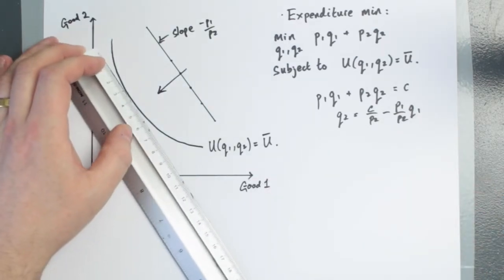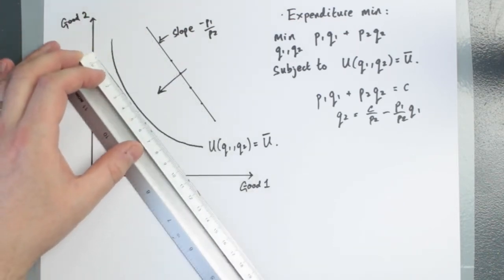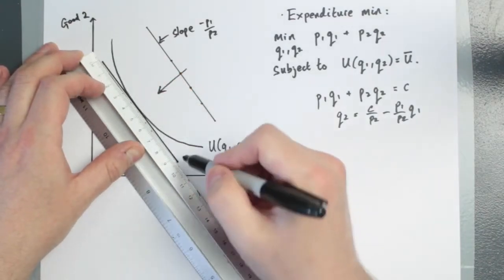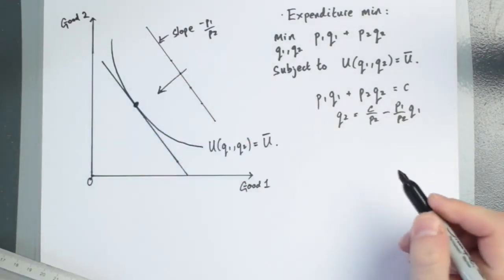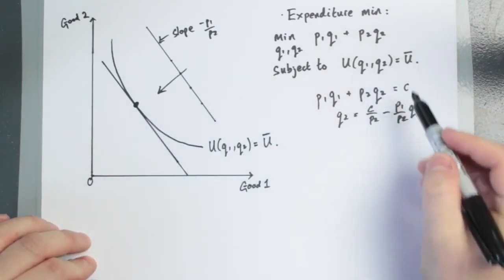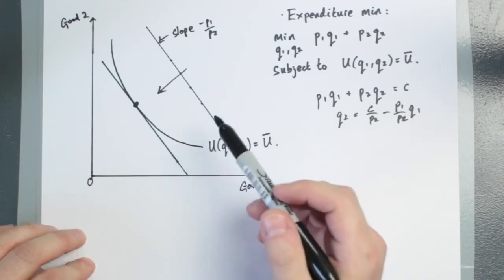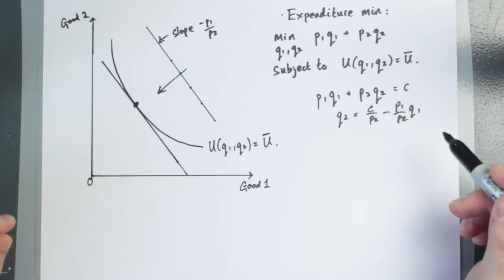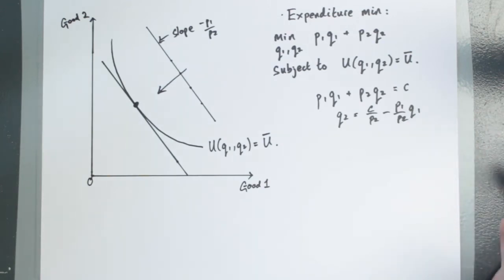So I'll jump right to it. We should be fairly used to tangency conditions by this stage. So the solution to this problem occurs at a tangency that looks like this. So it would be a particular point here where the marginal rate of transformation, the slope of these expenditure lines, is precisely equal to the slope of the indifference curve. This shouldn't be surprising because first order conditions for maximization problems and for minimization problems look the same.